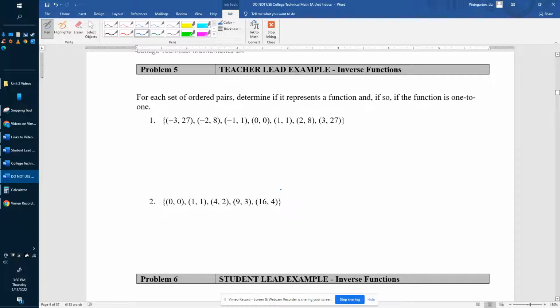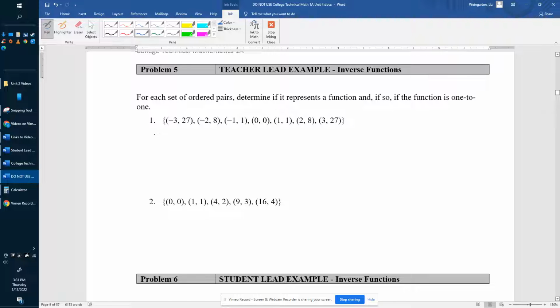So let's take a look. For each of the ordered pairs, determine if it represents a function. So remember, for a function, we shouldn't see any item in the domain in there twice. And if so, is this function a one-to-one function? That means we shouldn't see any item in the range more than once.